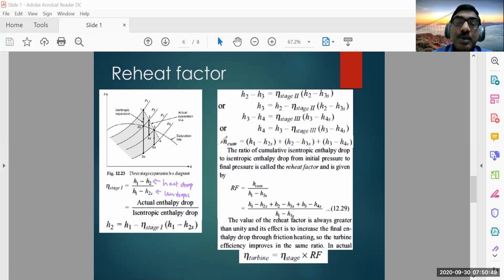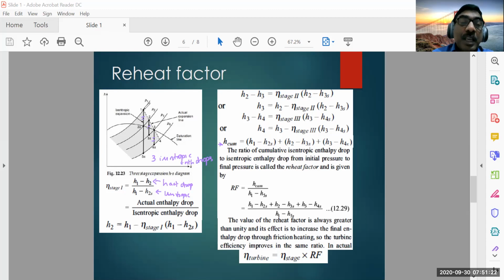So what is the total cumulative enthalpy drop? This one is equal to H1 minus H2S plus H2 minus H3S plus H3 minus H4. So what is this? This is nothing but this drop, this drop, this drop. That means three isentropic enthalpy drops. H cumulative means total three isentropic enthalpy drops.